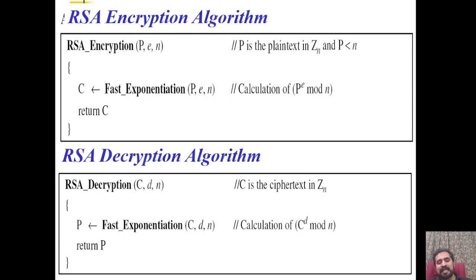Third is the RSA decryption algorithm. To decrypt the ciphertext, we compute the plaintext M as M equal to C to the power D mod N. Again, we can use the modular exponentiation algorithm to do this efficiently.